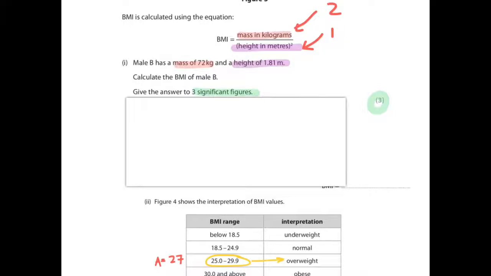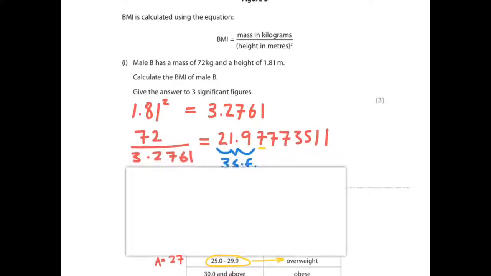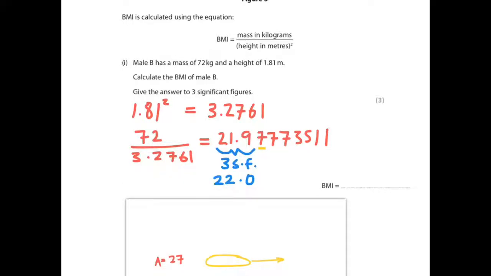So let's look at how we did this answer. You can see the square of the height is 3.2761, and then the mass divided by the square of the height equals 21.97773511, but it's for 3 significant figures, so you're only looking at the first 3 figures and the one afterwards, which affects this one. This number is 5 or above, so it will have a knock-on effect. If it was less than 5, this could stay as 21.9, but being 7, this has to go up by 1 because we're rounding up. Now, because this is 9, the next number could turn into 10, but you can't write 21.10. Rather, this is carried over, so it becomes 22.0. And that is how you write the answer. You must write the 0 because it's 3 significant figures.